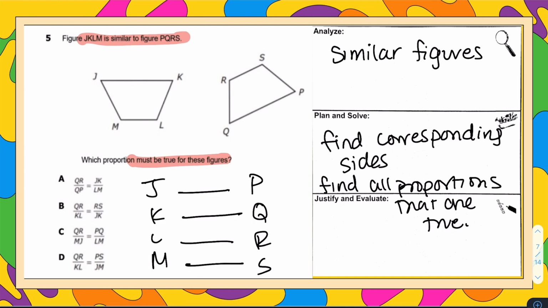So from here, what I'm going to do is read all of these proportions and determine which ones are established through adjacent sides and corresponding sides. If one of them does not have a corresponding side where it has to be, then that should not be your answer.